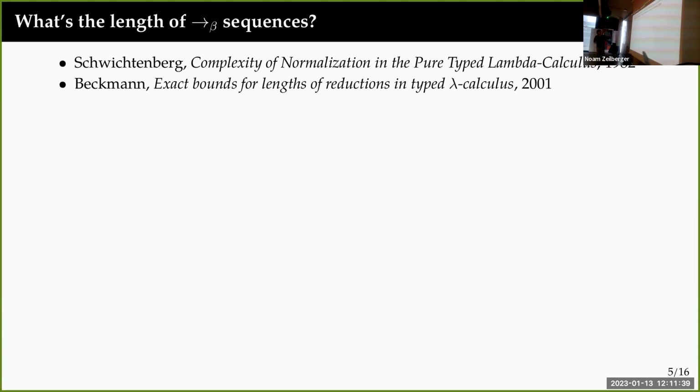So first, the question of the length of beta reduction sequences for simply typed lambda terms is actually something very well understood, a very classical topic. Going back to the 80s, you already have people that stated naive bounds, which are not so far from the optimal bounds. And then there's a paper by Beckmann that gives optimal bounds.